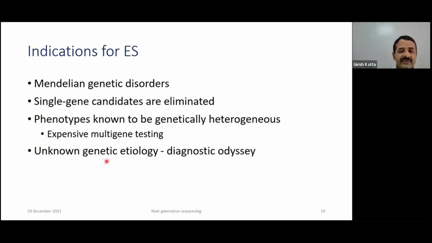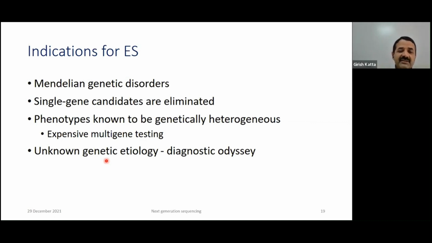When do we do exome sequencing? This is one important question. Now, everyone uses exome sequencing for every suspected genetic disorder. So, I'll just briefly list the indications for exome sequencing. Any suspected Mendelian disease is an indication for exome sequencing. However, single gene candidates are eliminated.